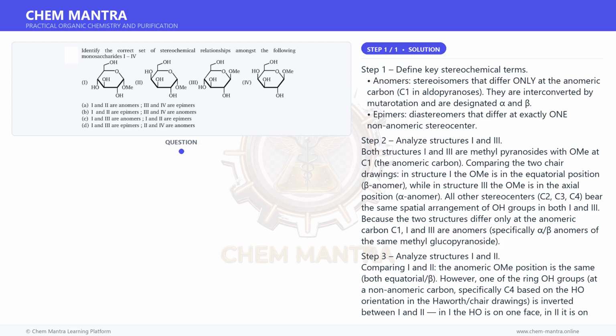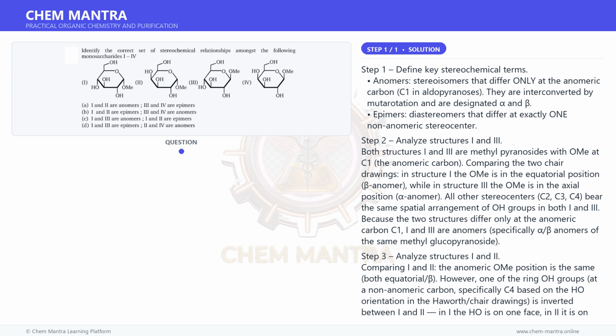Step 1. Define key stereochemical terms. Anomers: stereoisomers that differ only at the anomeric carbon, C1 in aldopyranoses. They are interconverted by mutarotation and are designated alpha and beta. Epimers: diastereomers that differ at exactly one non-anomeric stereocenter.